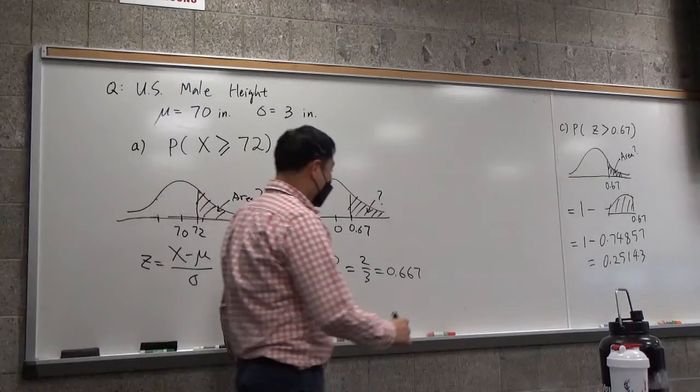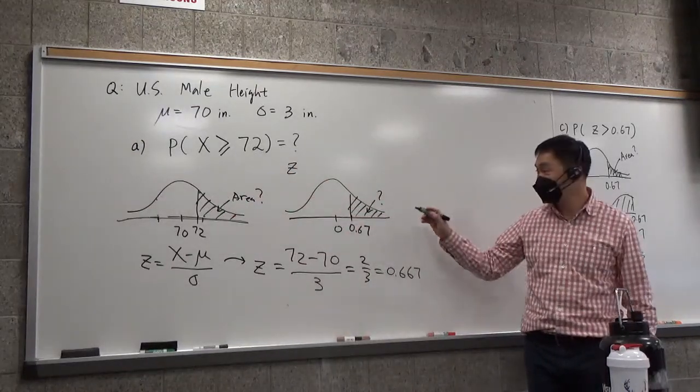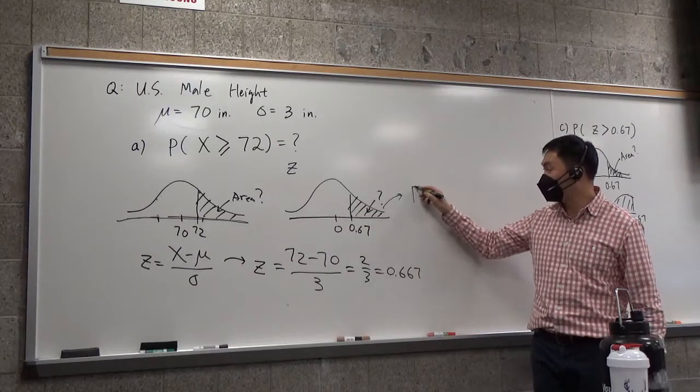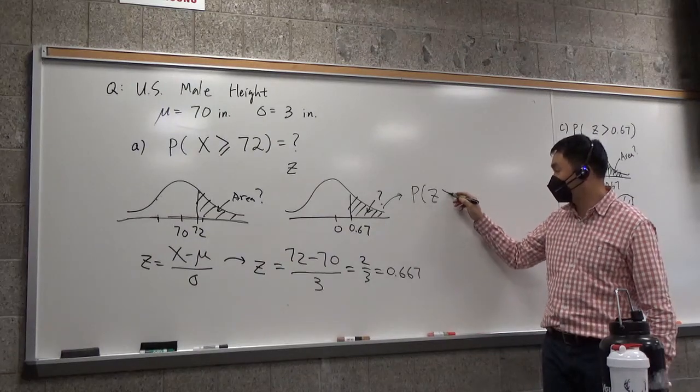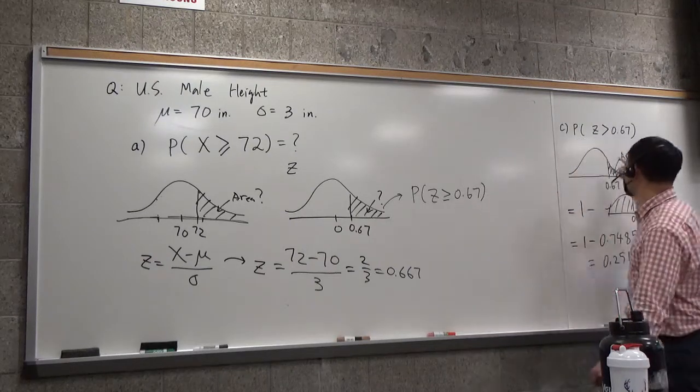So what is this? What is this area? We just did it, right? This area is the probability that the z-score would be bigger or equal to 0.67. And that happens to be the one that we just did.